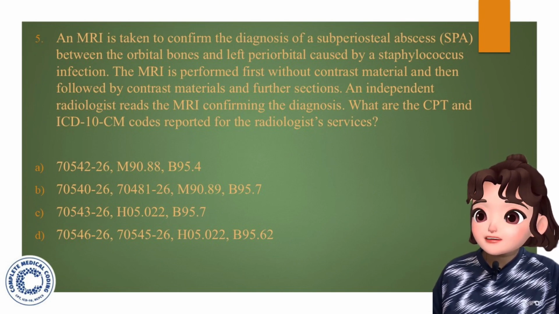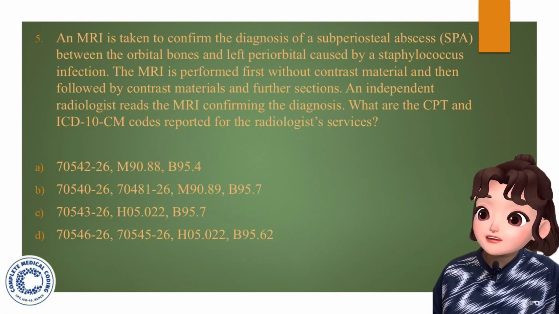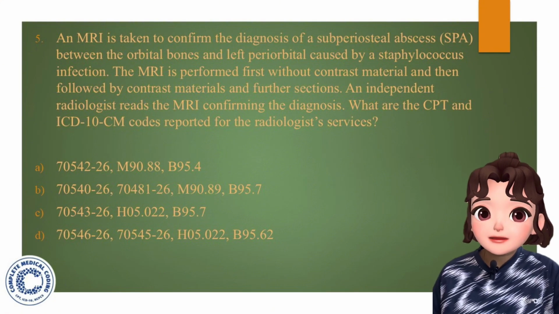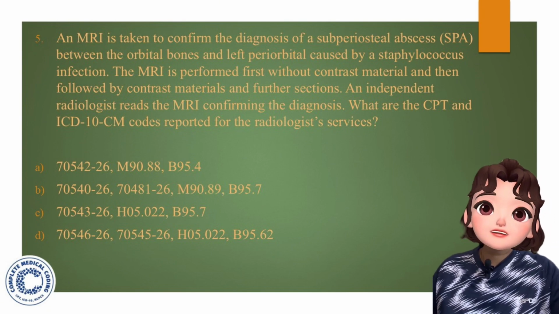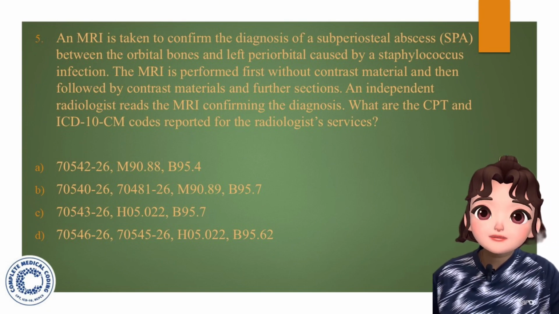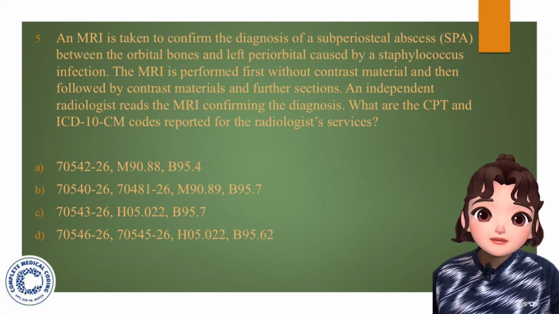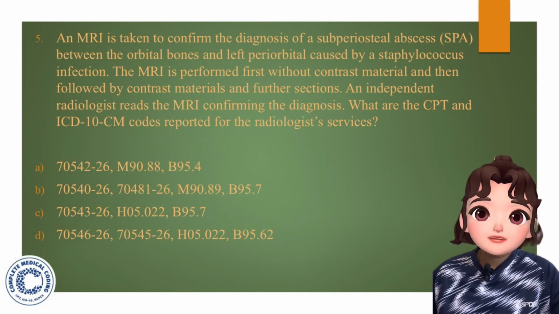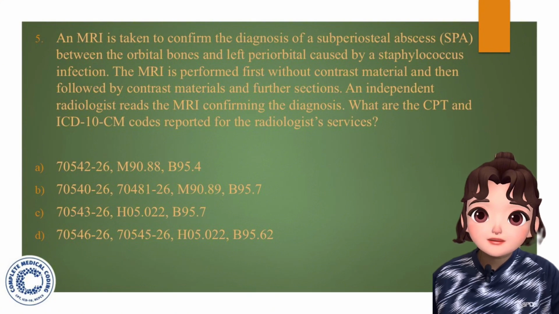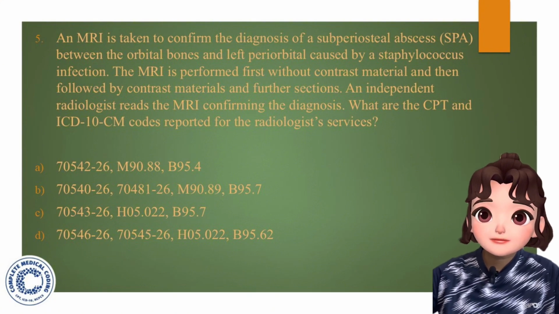Let's check what is 70546. Magnetic resonance angiography head. This is not MRI, magnetic resonance imaging. So we already got the correct answer, right? So simple. In less than a minute, you can find the answer for this question, because we got the correct CPT code as 70543 in option C, along with modifier 26, because this is a professional component. So you have to append it with modifier 26.